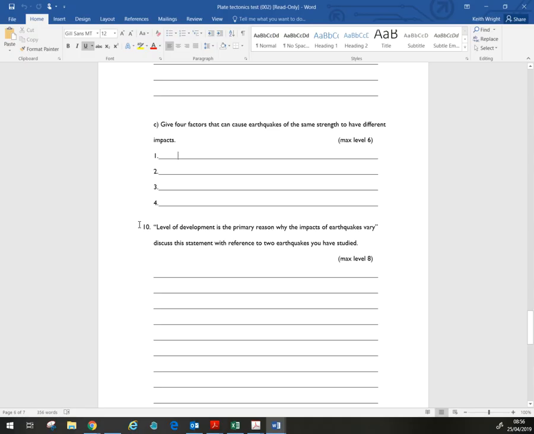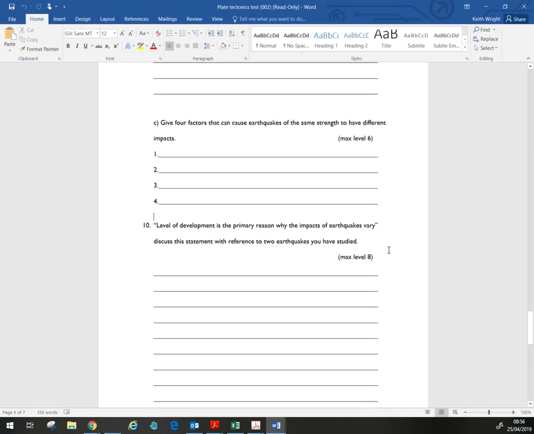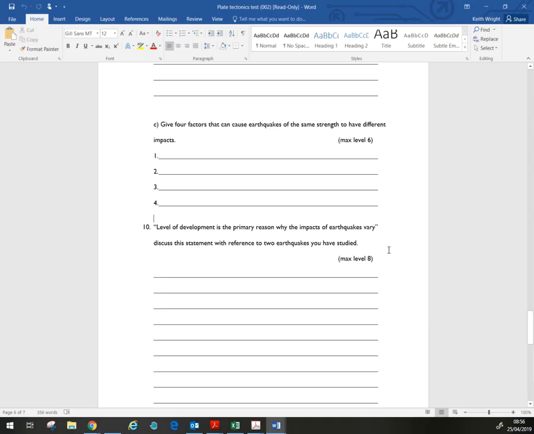Okay, and finally, quite a difficult question here, maxed out at level 8. Level of development is the primary reason why impacts of earthquakes vary. Discuss this statement with reference to 2 earthquakes you have studied. So we're looking for a structured answer here. You're looking at the inclusion of case studies.